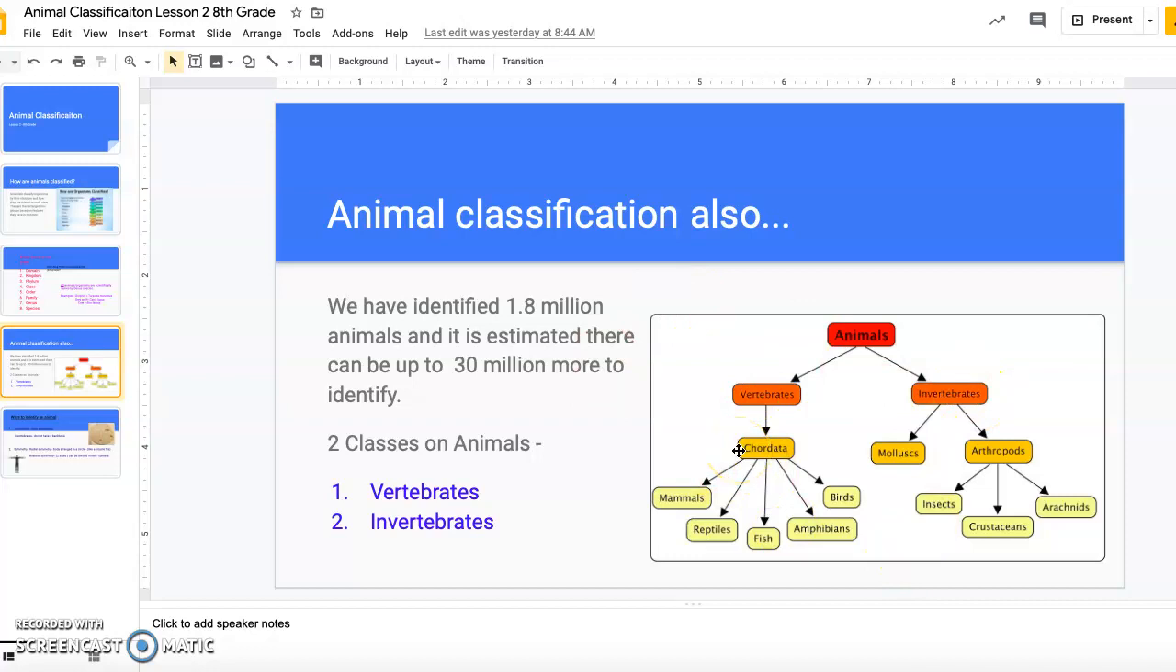What's really cool about the world is that we have identified over the past hundreds of years about 1.8 million animals, but there are probably upwards of around 30 million living organisms that we have not even seen yet. So there is so much out there in the world still being discovered.